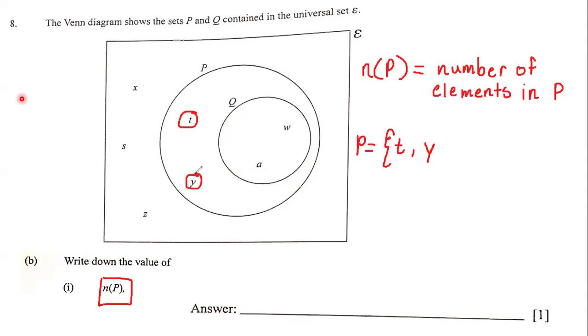A and W. No, sir. Only T and Y. That's more than just T and Y. I only see T and Y. I don't know what else you see. Two more. Which is what? A and W. But A and W is a part of Q though. Q circle is inside of P. So you're telling me that A and W is also part of P?